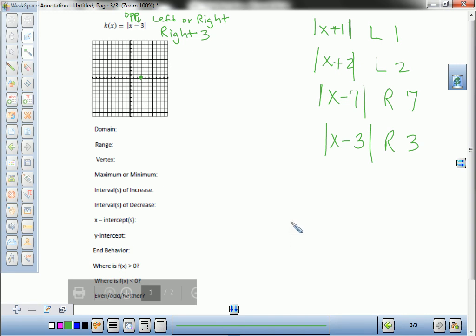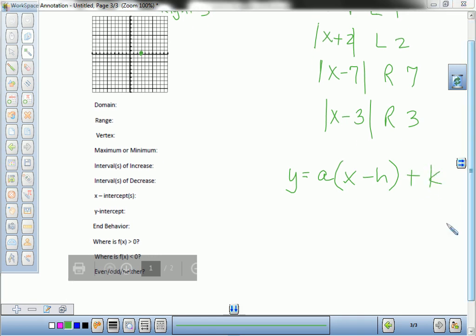You can, but we're talking transformations of functions, and most transformations of functions are in this form, where the opposite of this moves the function left and right, and this moves it up and down. So the vertex is always (h, k). Do y'all remember that from when we studied parabolas?